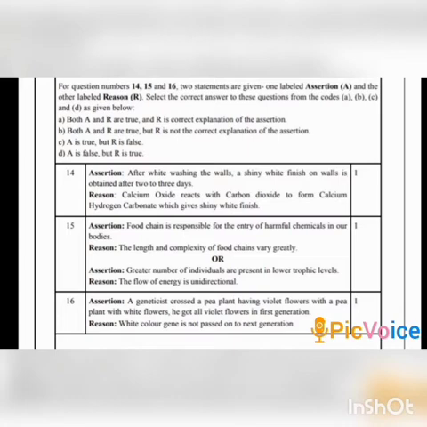Next question, 16th question. Assertion: a geneticist crossed a pea plant having violet flowers with a pea plant with white flowers. He got all violet flowers in first generation. We know that it is a monohybrid cross, and the given reason is white color gene is not passed on to next generation. So in this case, option A is correct. That is, assertion and reason are true, and reason is the correct explanation of the assertion.